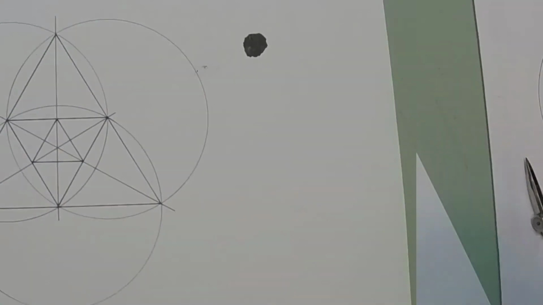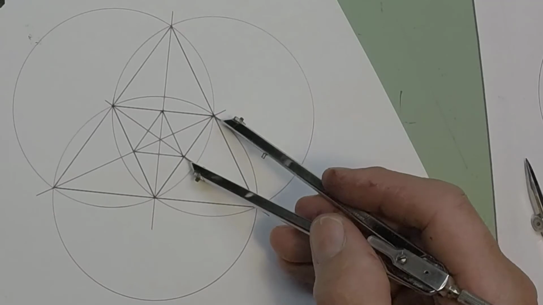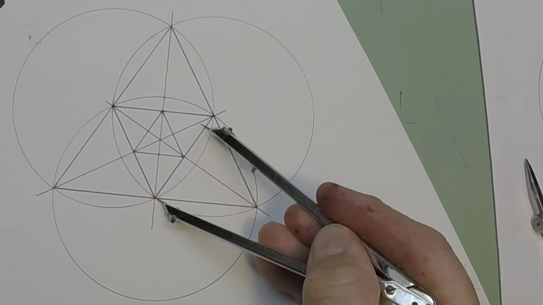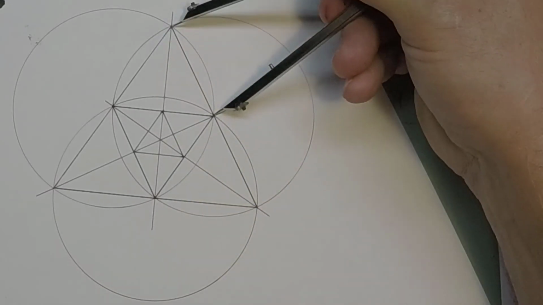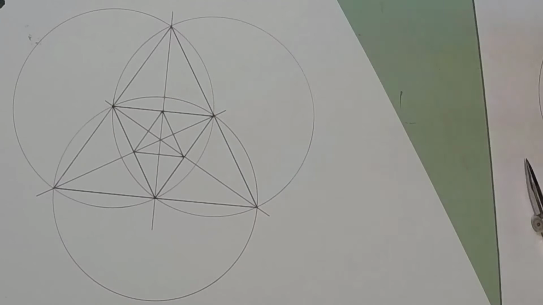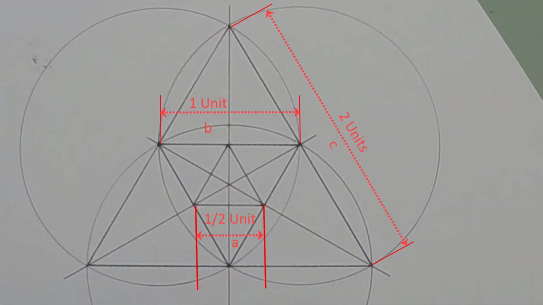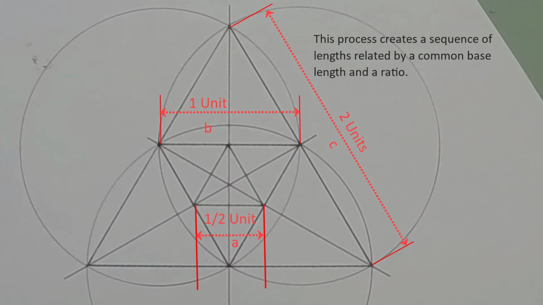This method was useful in pre-industrial times for replicating a design when standardized dimensioning didn't exist. So regardless of the size of the window, the proportions of the original design would remain the same. Using this method, the original single unit could be expanded or reduced to practical sizes. This process creates a sequence of lengths related by a common length and a ratio.